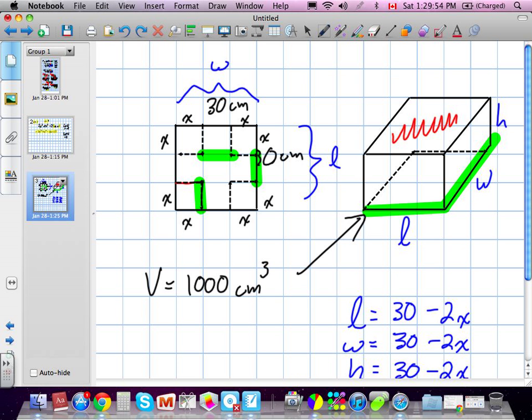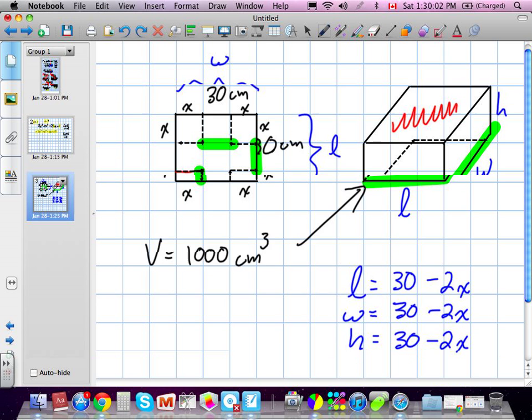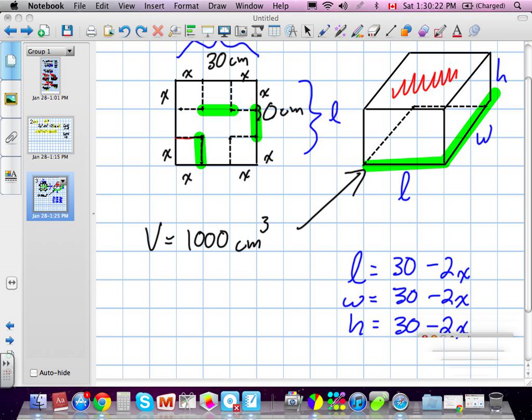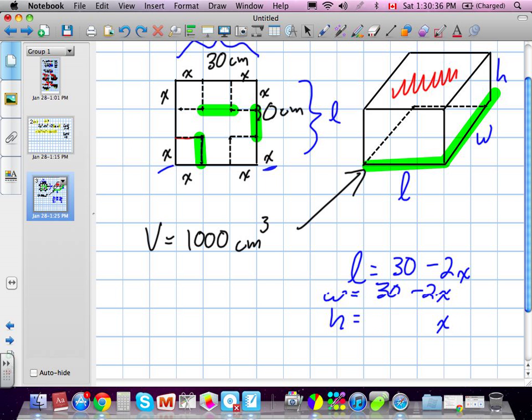Our height is also going to be, oh sorry, let me just double check. Sorry, made a mistake. The height is just x, because remember, we're talking about only this. When these get folded up, that's the height, and the only measurement we have for those is x. So the height is actually just the number x. So we have these together.